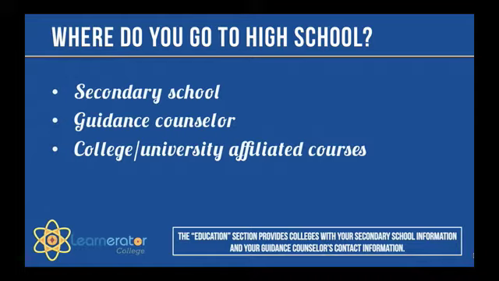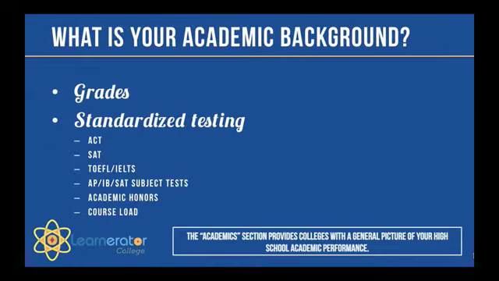In terms of the overall section here, it's just providing colleges with secondary school information and your guidance counselor's contact information. So the next thing that you'll be asked is what your academic background is. This is the place where you'll give colleges a very general picture of your high school academic performance. So this is the place where you will denote your grade point average along with your standardized test scores.